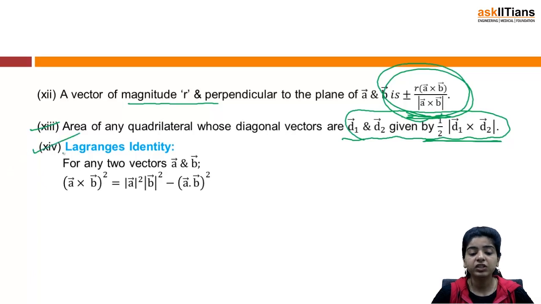Finally, we have the Lagrange's identity, which says for any two vectors A and B, (A cross B) whole square is equal to this term minus this term. So, this can be a tedious task to remember these formulae, but yes, if you solve a good number of questions based on these formulae, you won't have to memorize them as such, and obviously with practice you will be able to solve the questions, right?